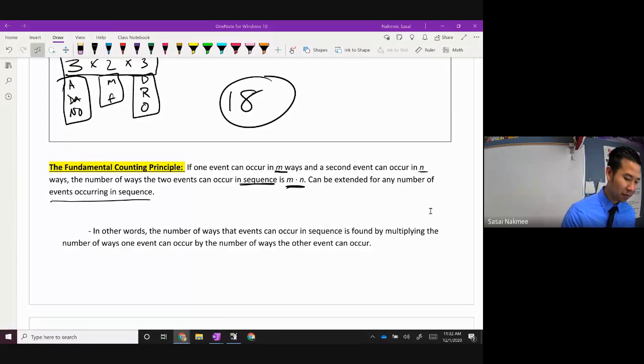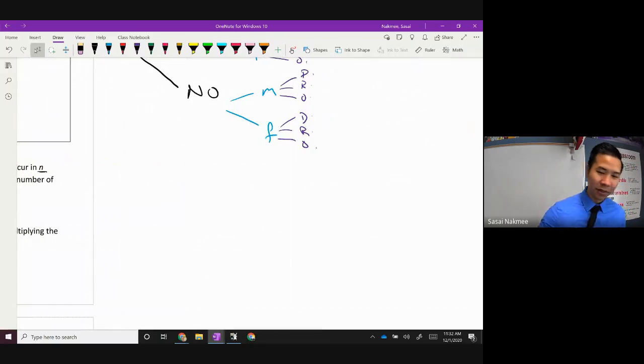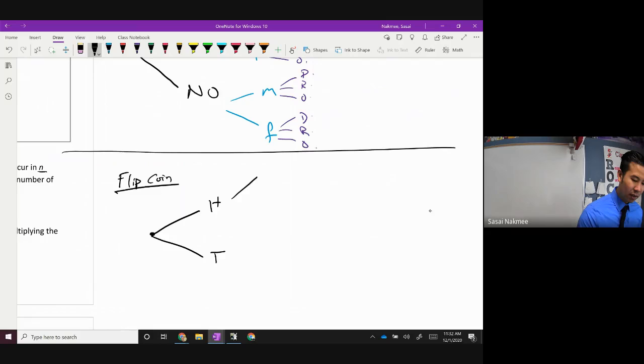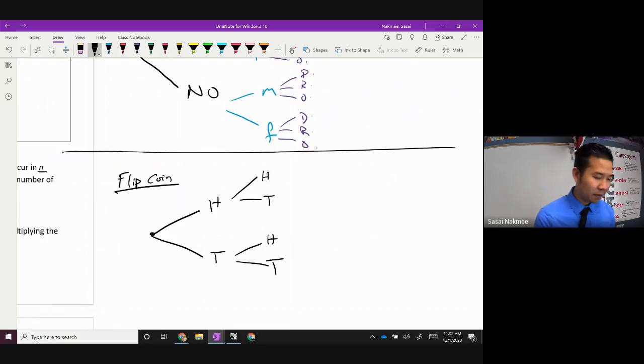You ready for this? Here's my branch. You don't have to draw this. You don't have to put this in your notes. I just like checking this out, right? So let's say you flip a coin, and this is where we start. First option, you're either going to get heads or you're going to get tails, right? So the first one is 2. If you do it again, you can either get heads again or you can get tails. And if you got tails first, you can get heads again or you can get tails, right? So that's 4.